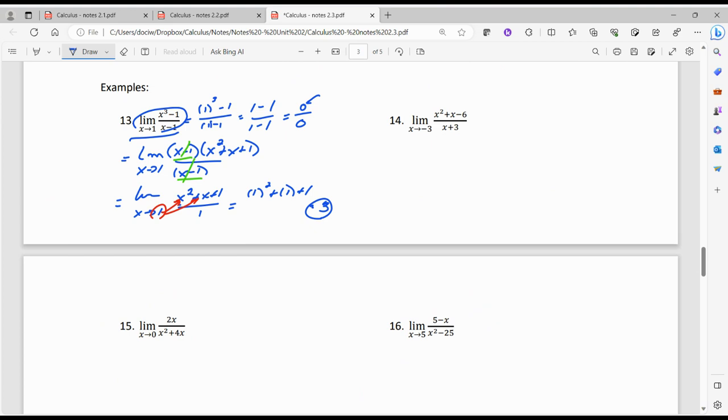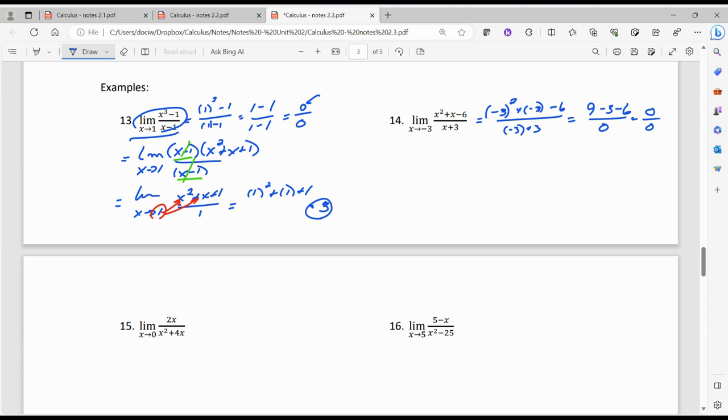Let's do another one. Look at number 14. We have the limit as x approaches negative 3. So again, I'm going to substitute negative 3 in place of the x in the x squared plus x minus 6 and for the x plus 3 in the denominator. So that's negative 3 plus 3. Notice we're going to get 9 minus 3 minus 6 in the numerator. That's 0. And again, we have negative 3 plus 3, which is 0 in the denominator.